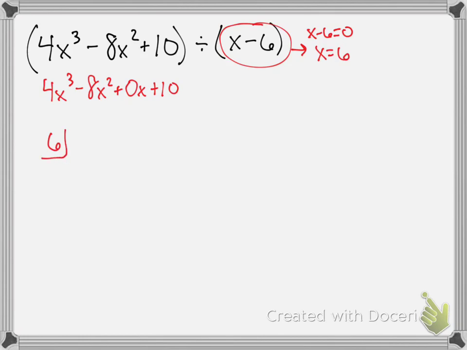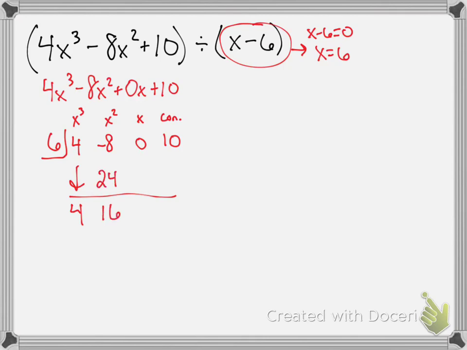I'm now going to look at the dividend that I rewrote and rip off all the numbers, all the coefficients, and that constant at the end. So again, if it helps, you can label at the top x cubed, x squared, x, and the constant. I'm going to go ahead and start my process by pulling down the first number, the 4. Multiply by the number in the box, I'll get 24. Add my column, get 16.